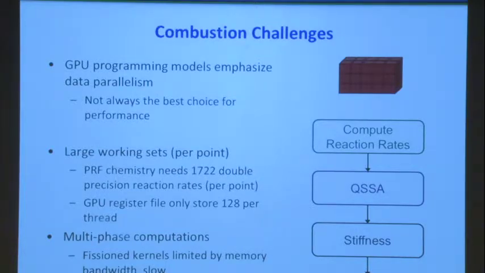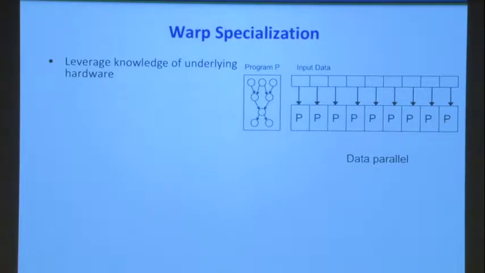PRF needs something on the order of 1,700 double precision reaction rates per point, whereas the GPU register file can only store 128 per thread. And so the need right now is to break apart your kernels or fission your kernels into smaller pieces, but that's limited by the memory bandwidth, and that's slow because you have to read and write to memory lots and lots of times.